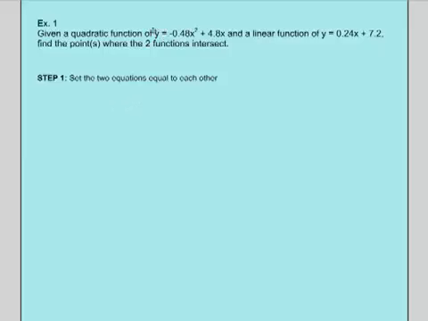What I mean by that is both equations start with y equals. The quadratic equation has y equals all of this stuff, and the linear function has y equals all of this stuff. So at a given point of intersection, we know that this y has to be equal to this y. So we're going to set these two equations equal to each other to figure out what their points of intersection are. So let's do that as step one. Step one, we're going to say that negative 0.48x squared plus 4.8x will have to equal 0.24x plus 7.2.